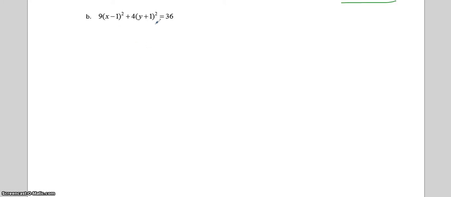Okay, 30b. Here we have an equation. It looks like it's going to be an ellipse because we have 2 positive terms. We just have to put this first into standard form by dividing through by 36. Sorry about the colors there. And that will give us (x minus 1) squared over 9 plus (y plus 1) squared over 4 equals 1.